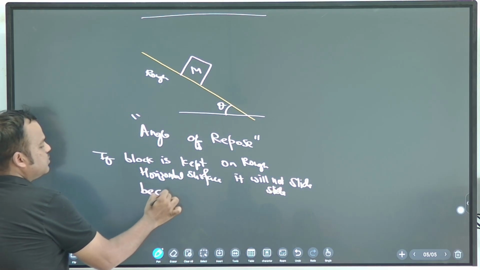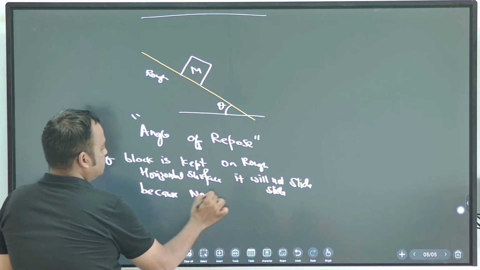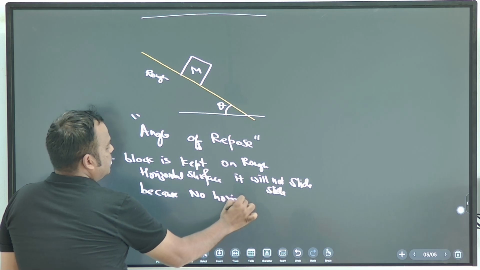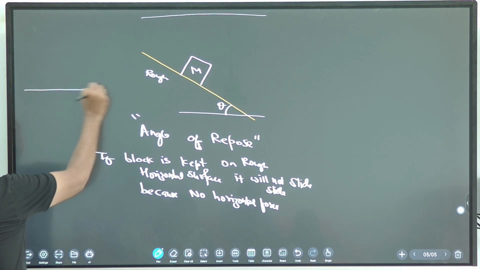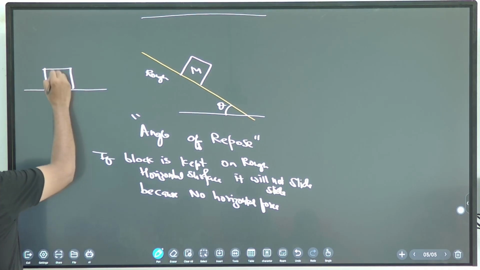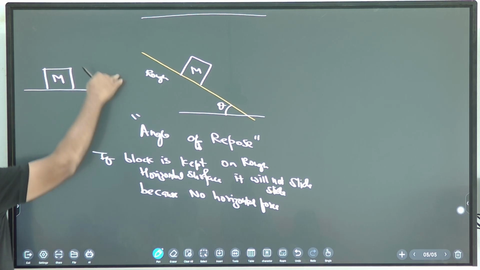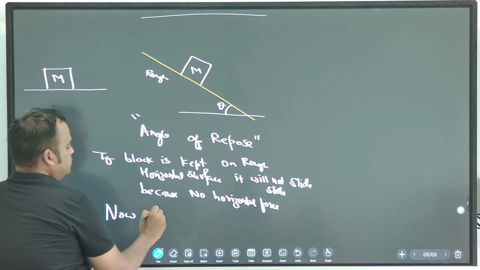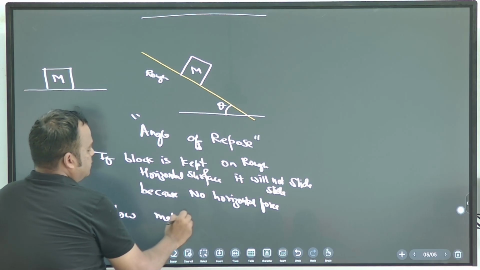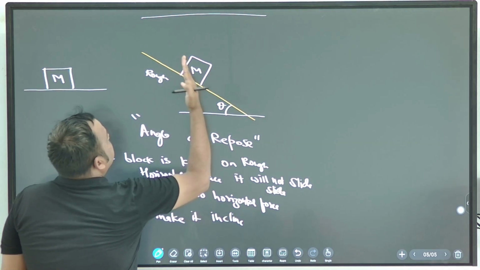Why was it not sliding? Because there is no horizontal force. Suppose this is the surface and this is the block. Is it sliding? No, because no horizontal force. Now make it inclined. Now you are inclining.